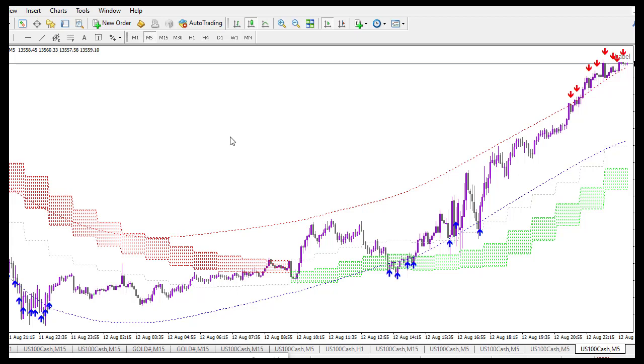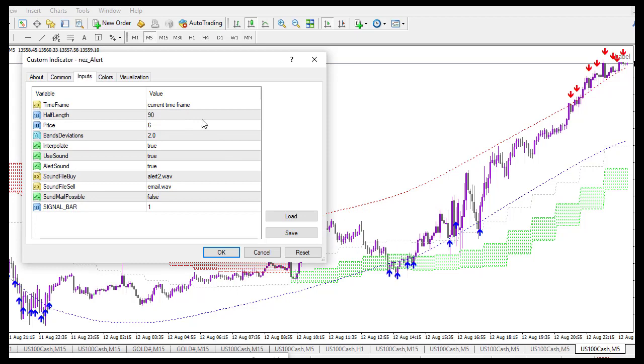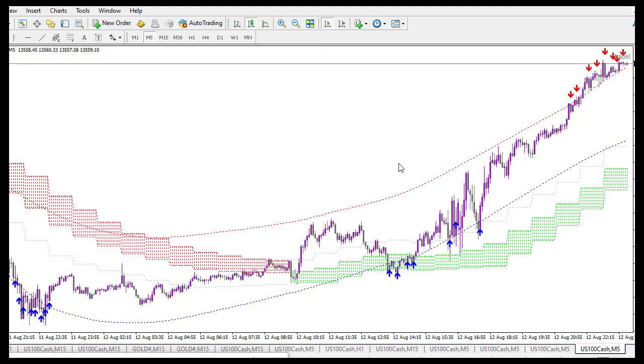Now let's check the other indicator, this band indicator. This is the setting also. This is not the default setting. I've changed the half length to 90, price to 6, and the band deviation to 2. Make sure you do the same thing. You can play with the values, especially the half length value, but this is the best I came across when I tested it out. So these are the settings for these particular indicators, and once you are done, just click OK and you are good to go. That is all about this particular strategy.